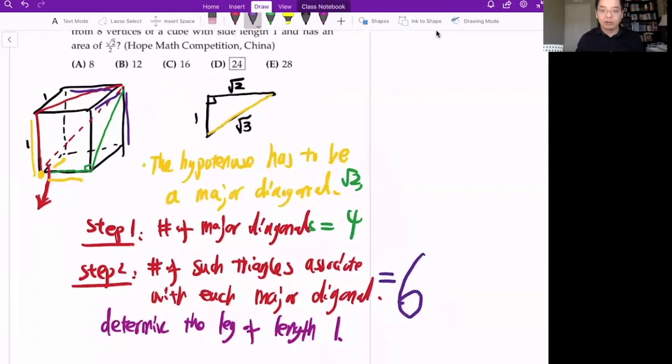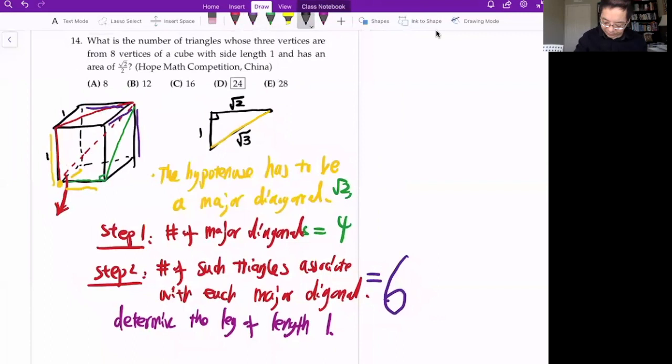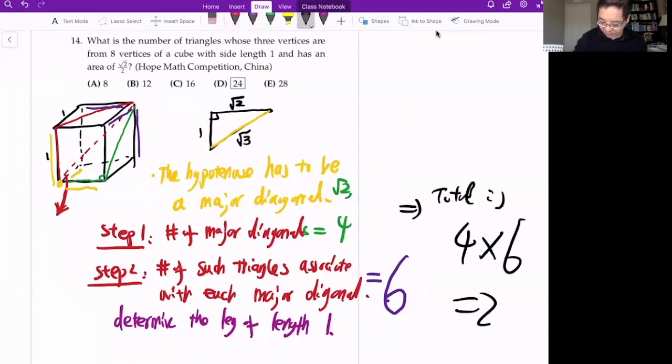All right. So then we just combine them together. We have 4 main diagonals. They can be used as the hypotenuse. And then as soon as I select a main diagonal, I determine how many triangles I can form, which is equivalent to finding the leg with side length 1, right? So here we demonstrated there are 6 choices to set the leg of length 1. If you combine, therefore, you get the total is 4 times 6, that's 24.